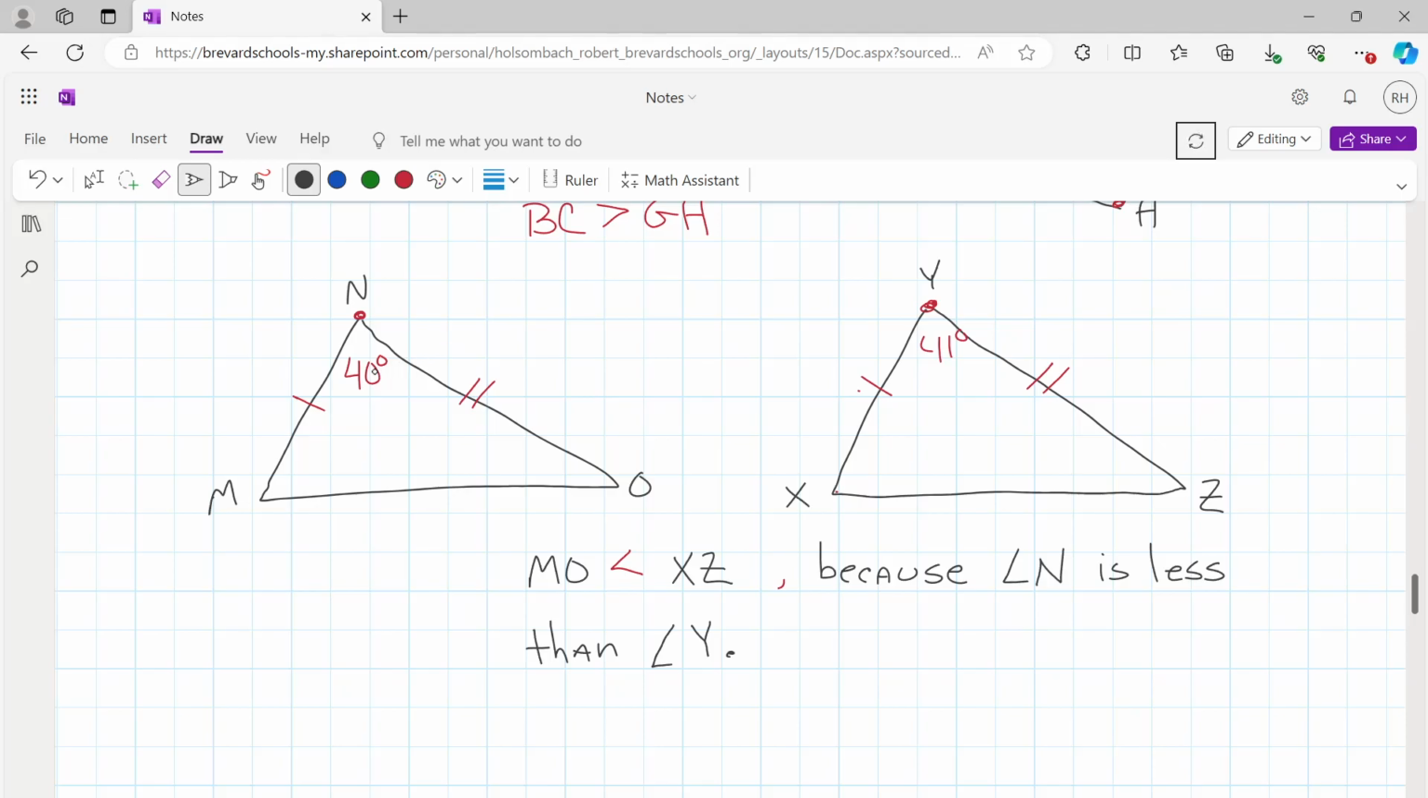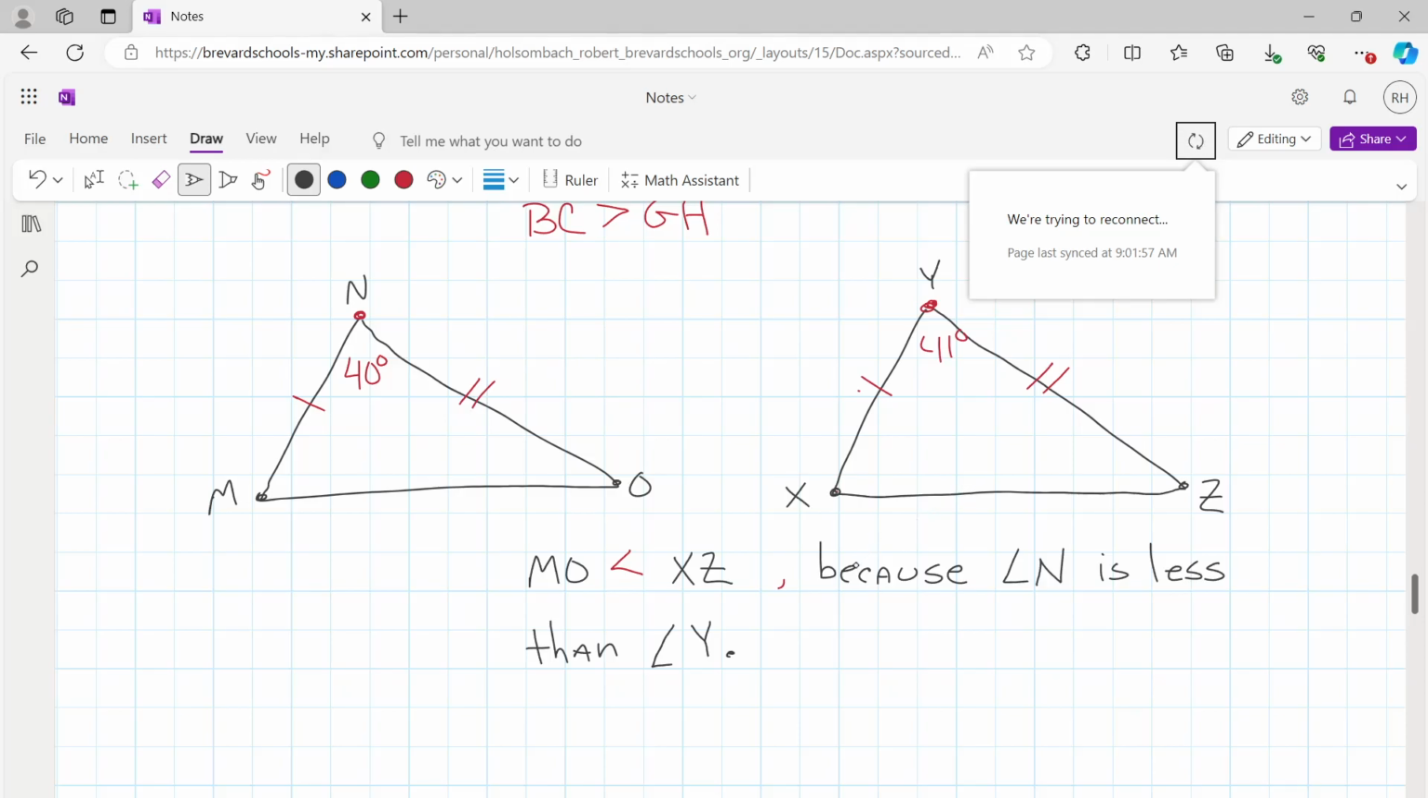And then what would happen if both of these angles, if angle N was the same measure as angle Y? Then MO would be equal to, or congruent to, XZ, wouldn't it? Okay? All right. So in that case and in that example, we were comparing side lengths.